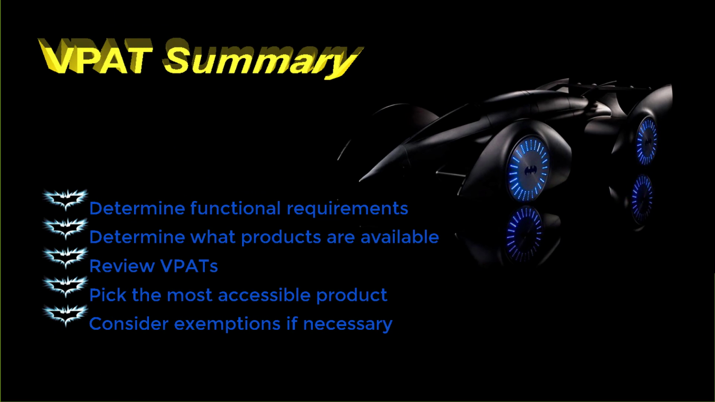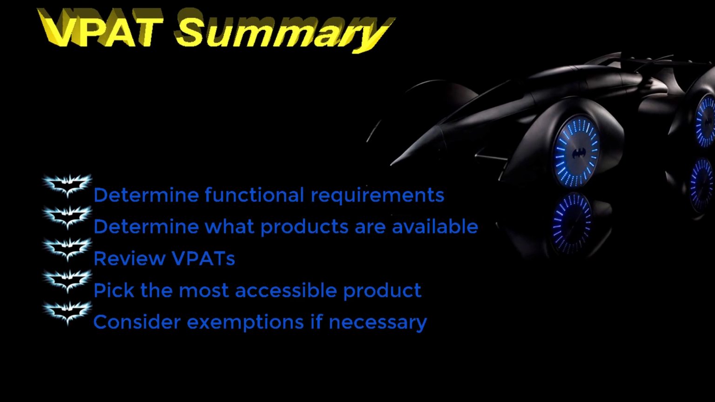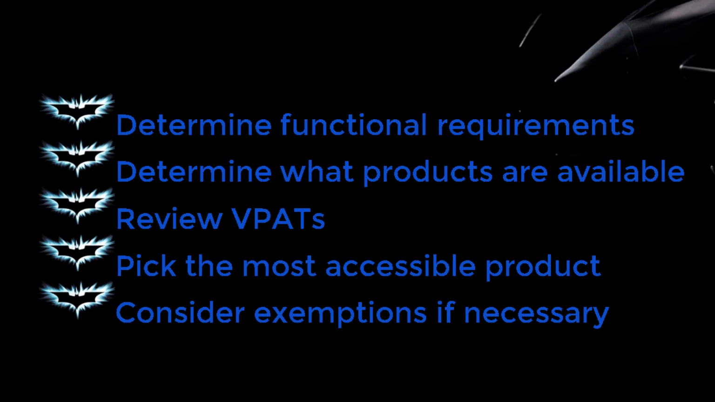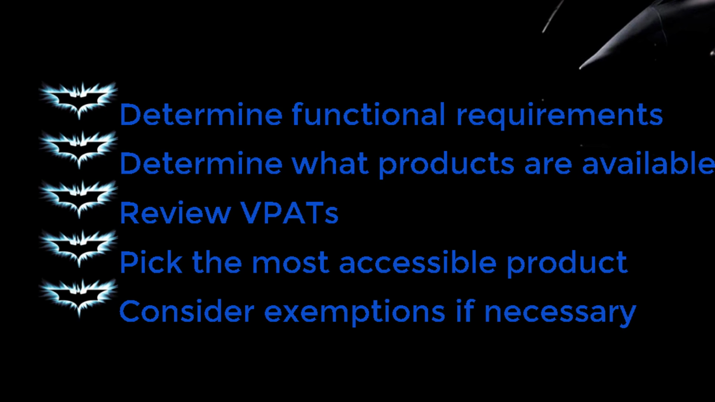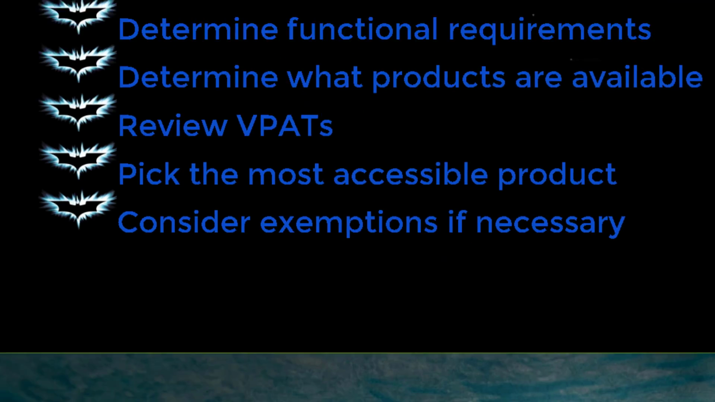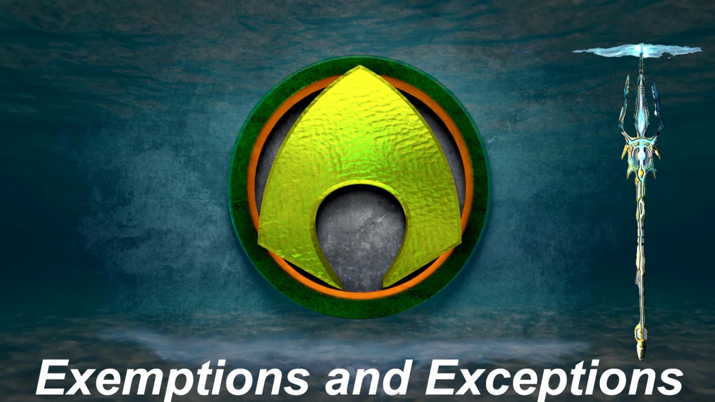So let's go over VPATs quickly. You want to know your functional requirements for the software, which also includes accessibility. You want to know what products are available so you can compare the accessibility of products. You want to look at their VPATs and review them to see how far along in the process they are of making an accessible product. Then it will help you make a more perfect choice in buying an accessible product. You can also consider exemptions or exceptions, and we'll talk about that now.